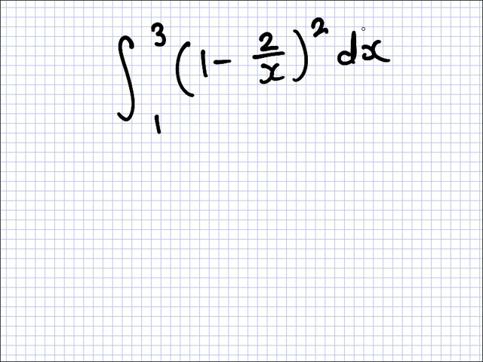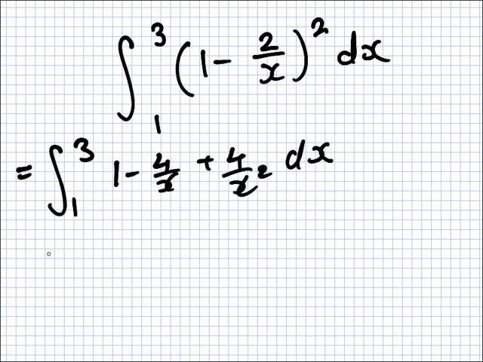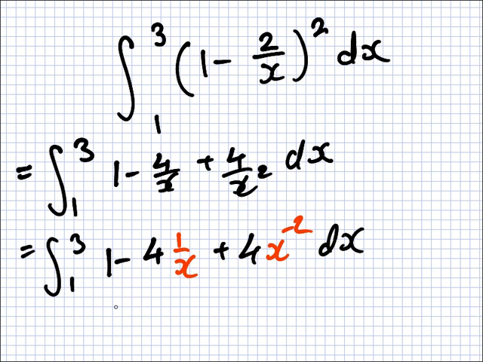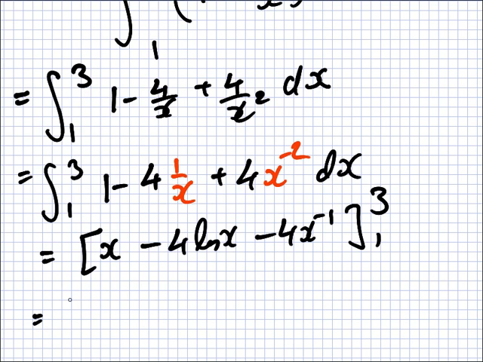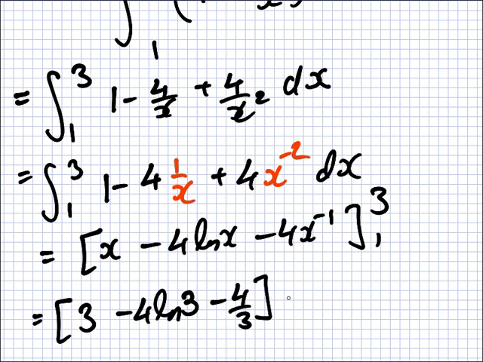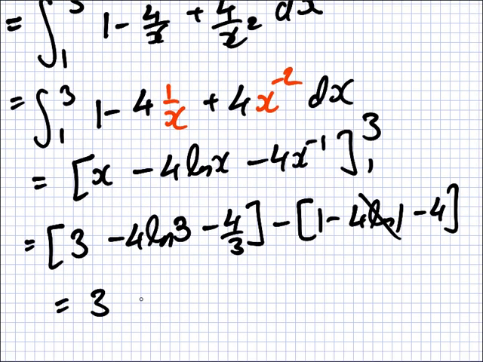Okay, time up. Let's have a look. Watch this. First, you expand. That equals the integral from 1 to 3 of (1 minus 4 times 1/x plus 4x⁻²) dx. This is equal to x minus 4 log x minus 4x⁻¹. So this is equal to 3 minus 4 log 3 minus 4/3, minus 1 minus 4 log 1, which is 0, minus 4. So this is 3 minus 4/3 minus 1 plus 4 minus 4 log 3.